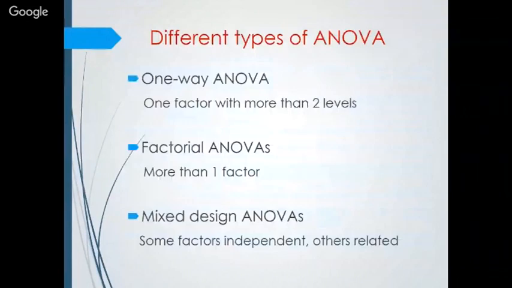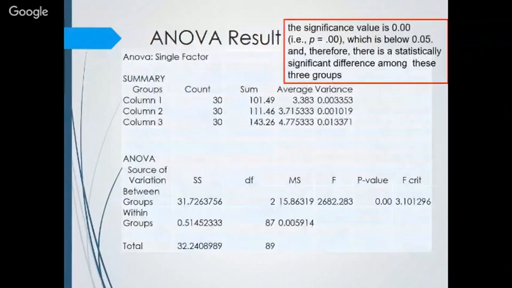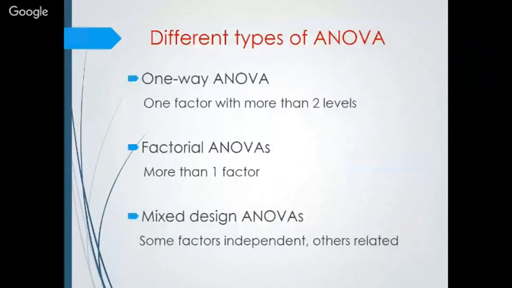And next is different types of ANOVAs. Right now we did single factor ANOVA, and in the same way we can do multiple factor ANOVAs. So the different types of ANOVA: one way ANOVA, one factor with more than 2 groups. So we have 3 groups or 4 groups, with one factor. In such cases we can do one way ANOVA.